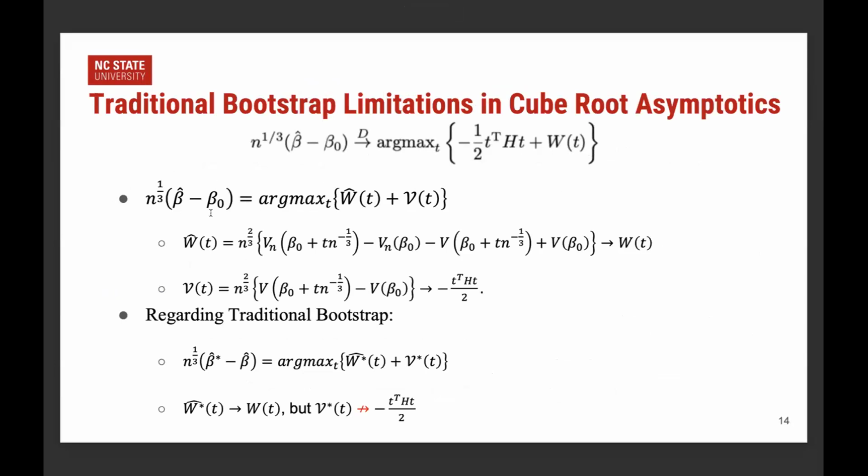So for this one, it can be divided into two parts, where the first part converges to a zero mean Gaussian process. The second part converges to a quadratic form. Similarly, in the traditional bootstrap, where beta hat star represents the bootstrap version of the estimated linear ITR, we can also divide this formula into two parts. The first part can still converge to the zero mean Gaussian process, but the second part cannot converge to the quadratic form, which makes the traditional bootstrap fail in cube root asymptotic distributions.